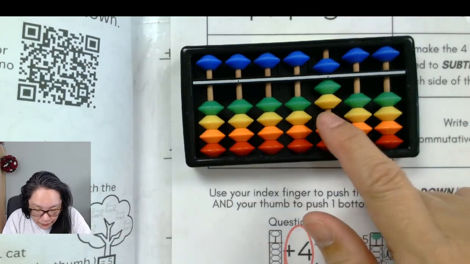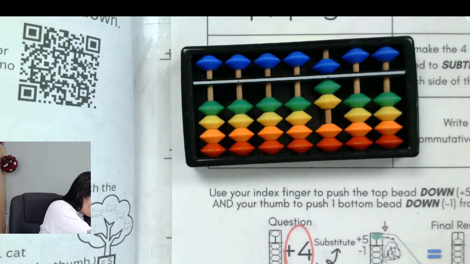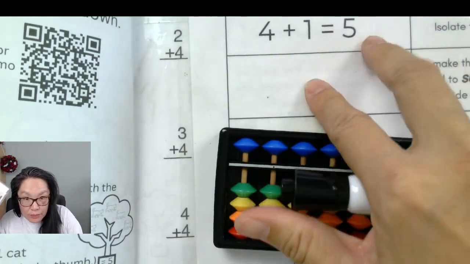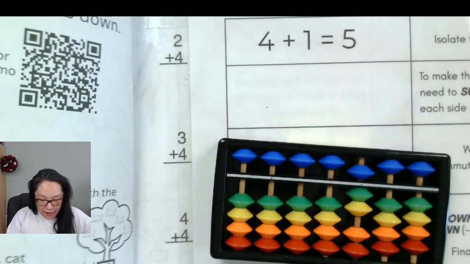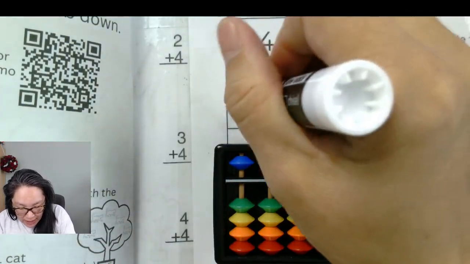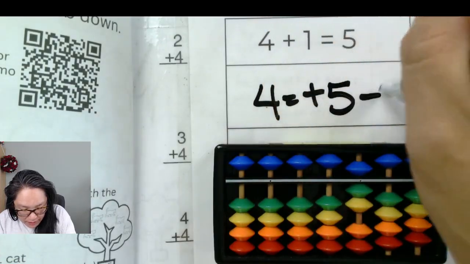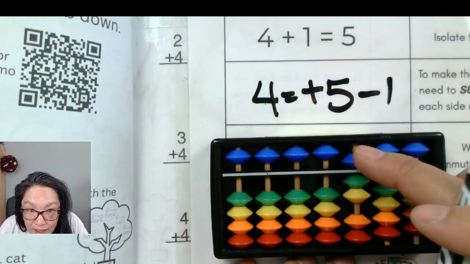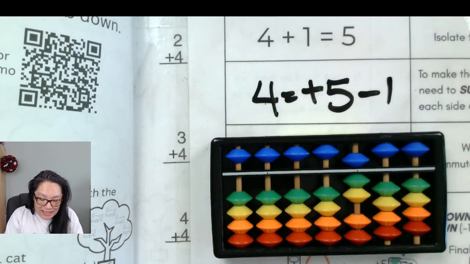Oh, what are we doing? Plus the 4. Can't plus the 4. What do you mean? Yes, we can. We just learned how to plus the 4. Plus the 4 is what? Plus the 5 minus the 1. So if I want to add the 4, I want to plus the 5 minus the 1. Oh, yeah, I can't plus the 5, I'm already using it. So what's the next scenario?